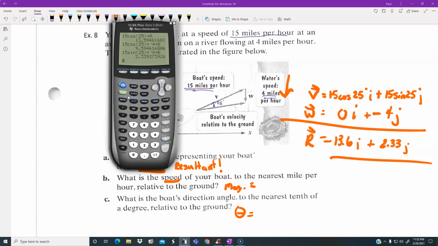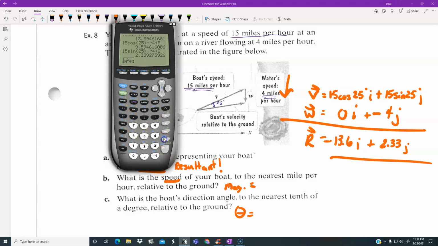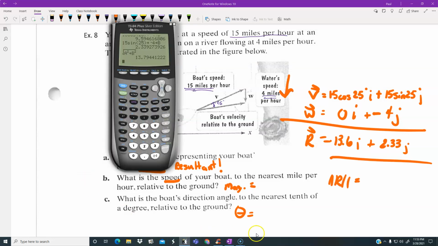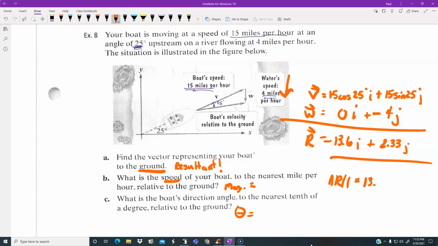And I like to do that whole storage thing because it makes it a little bit easier to type it in. And if you're careful about it and you keep it on there, you can actually go back and cut and paste this over and over again, and it makes it relatively easy to calculate. The magnitude of the boat is 13.8 miles per hour. That's how fast the boat is going, and the direction, since these are both positive, it's still in the first quadrant, so we should be just fine in terms of the angle.